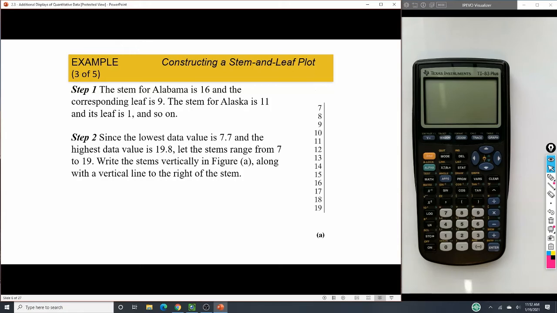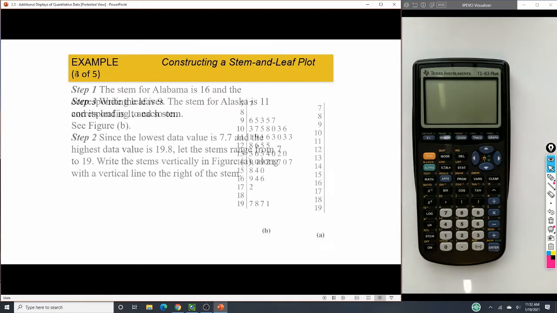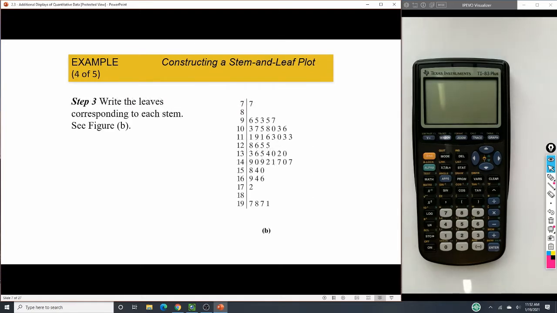We have anything ranging from 7.7 to 19.8, so our stems need to range from 7 to 19. Here we put in our leaves, any of those decimals that go on the other side, and we line them all up. The first one is 7.7. There were none in the 8s, that's why it's blank. But in the 9s, we had 9.6, 9.5, 9.3, 9.5, 9.7. We would follow that all the way down. That's how we would construct a stem and leaf.